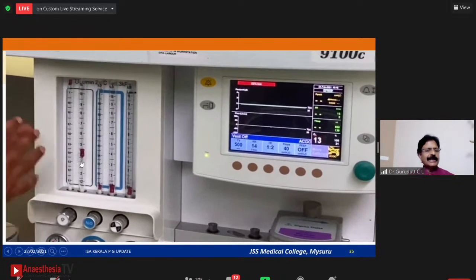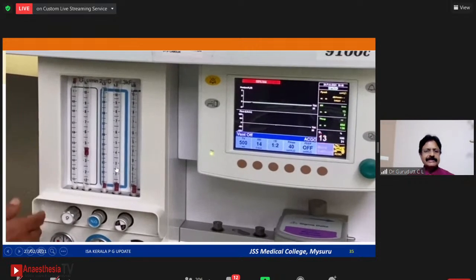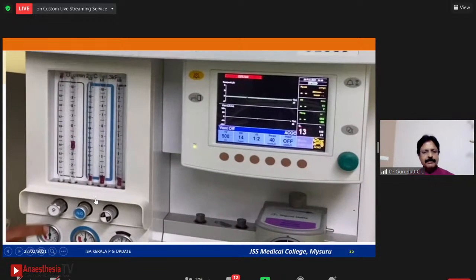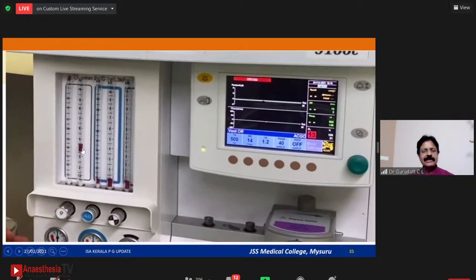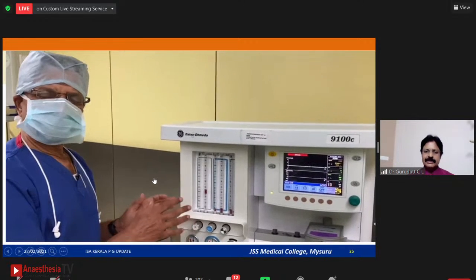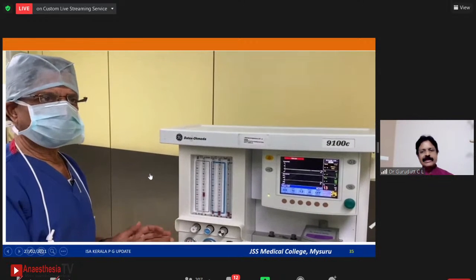So here what I have done is I have increased nitrous oxide. When I am increasing nitrous oxide, oxygen is also increased. When I stop the nitrous oxide completely, the oxygen will remain like that. It will not come down. So this is what actually Link 25 is.